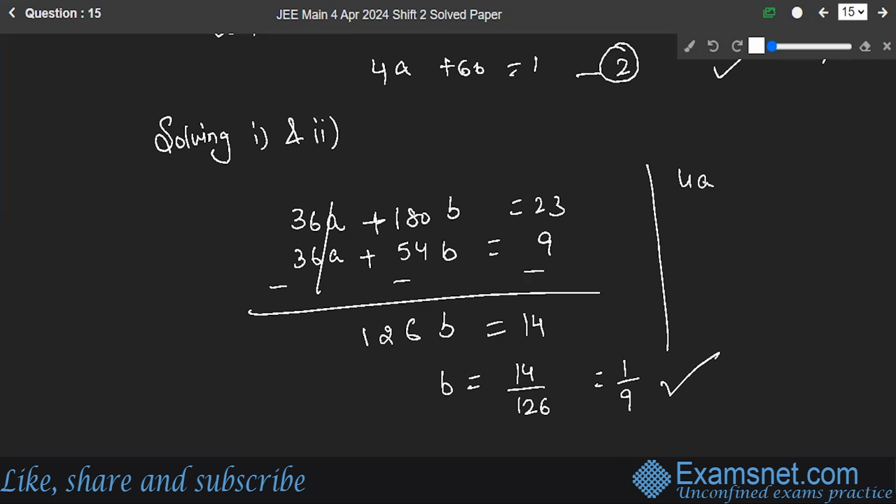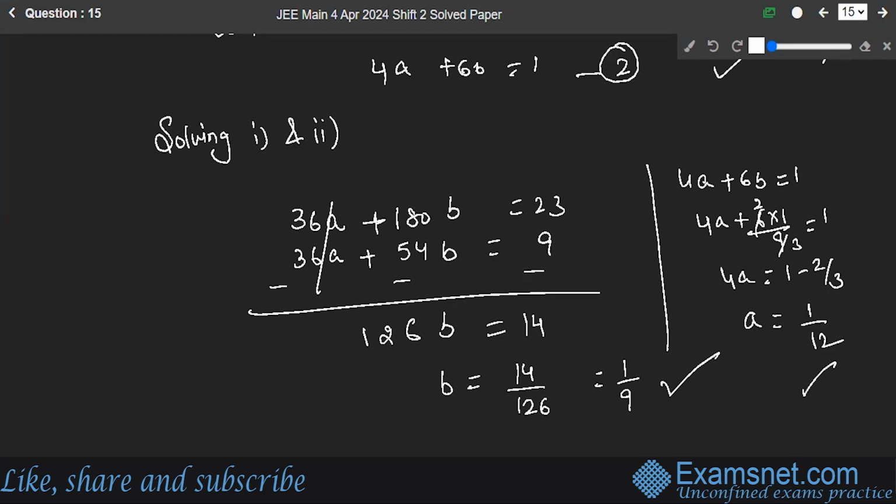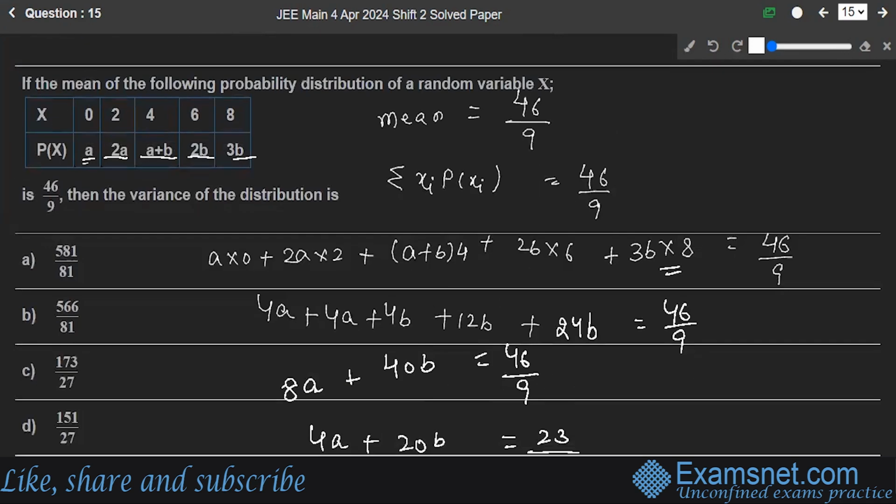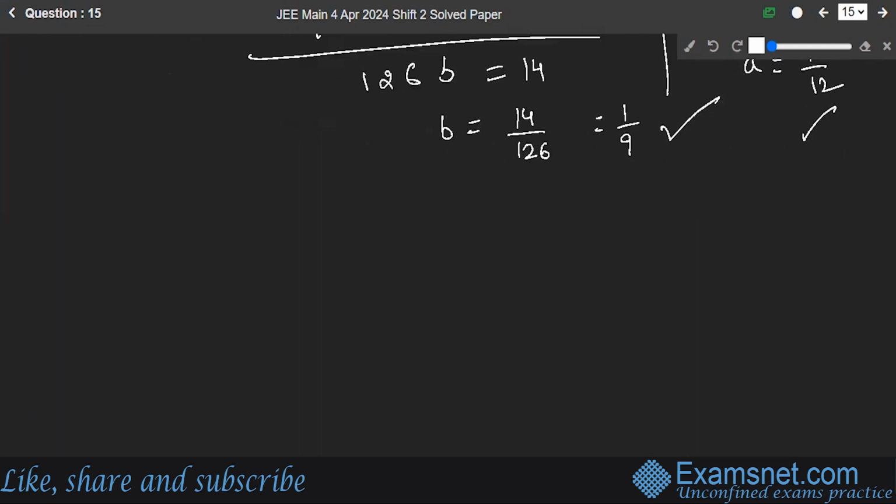Correct. Let's solve to find out a's value as well. You have 4a plus 6b is equal to 1. So 4a plus 6 into 1 by 9 is equal to 1. 4a is equal to 1 minus 2 by 3. So a will be equal to 1 by 12. I got the values for a and b. Now we are done over here. What we have to find out is the variance of the distribution.